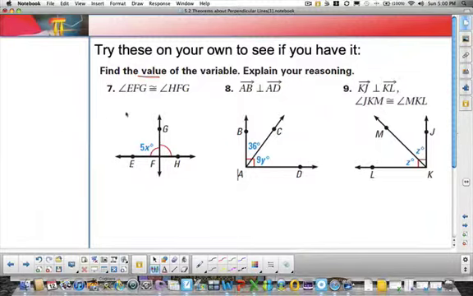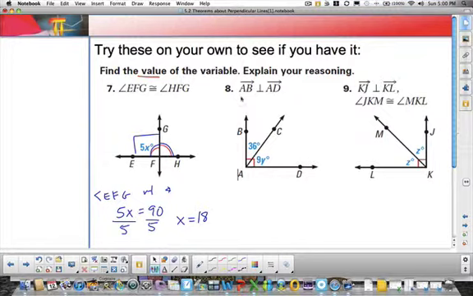Alright, in number 7, we can see that we have EFG. Angle EFG is congruent to angle HFG, so these two angles are congruent. I also see that they're formed by intersecting lines, and they're adjacent to each other, so that means that angle EFG is a right angle. Right? So I know that this is 90 degrees. So I can say 5x has to equal 90 degrees. Divide both sides by 5. And we get x is equal to 18.